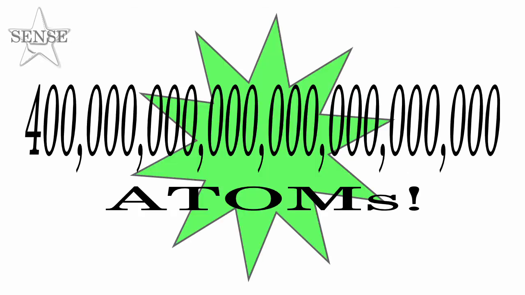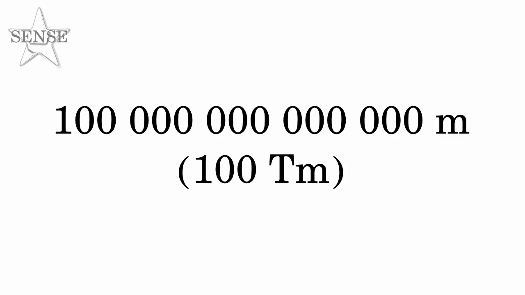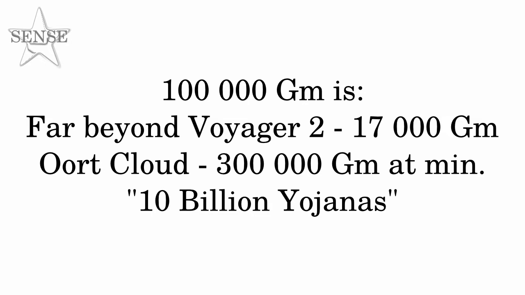Thus, using our 400 sextillion atoms, we get the length as 100 trillion meters, also known as 100 terameters, or 100,000 gigameters, where the gigameter is the most convenient metric unit for measuring distances within the solar system. We'll leave it to you to know how many kilometers that is.